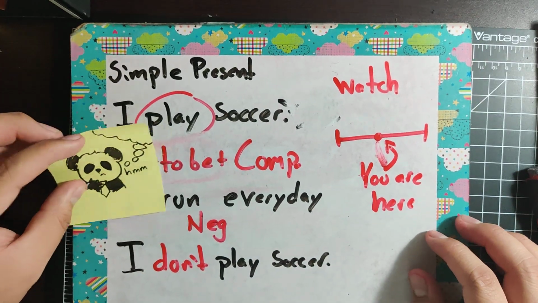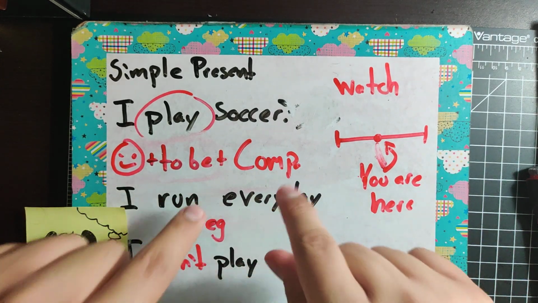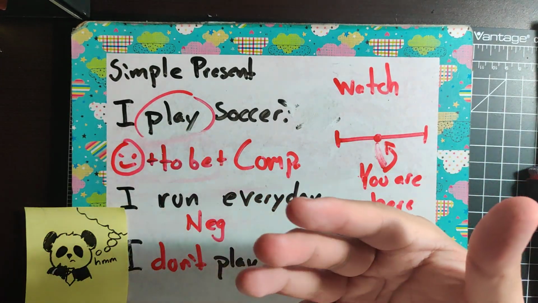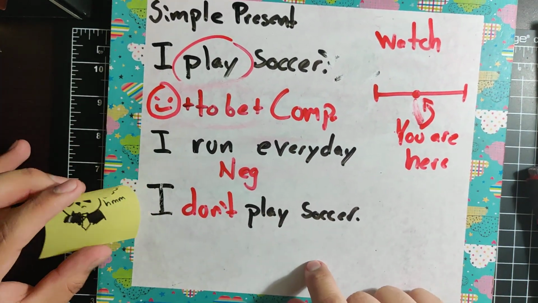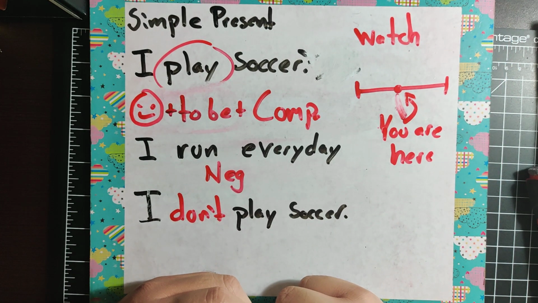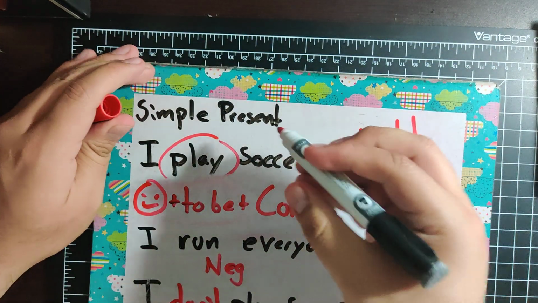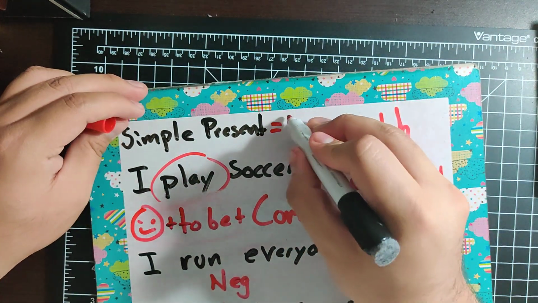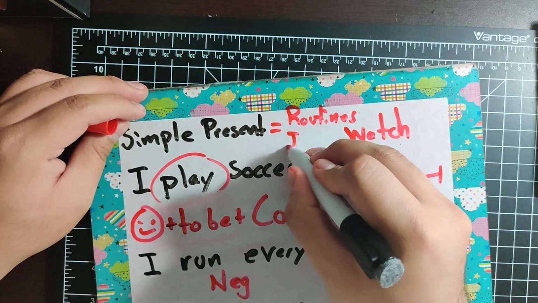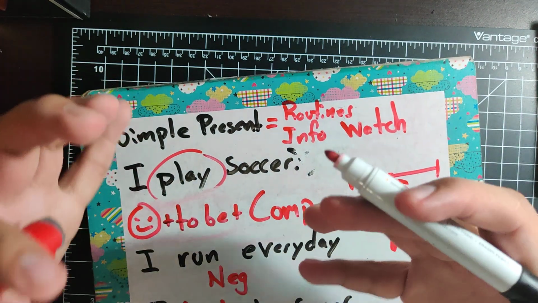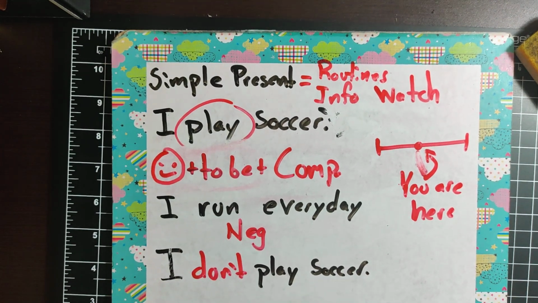That's what I'm saying. Si yo digo, I run every day, I'm not running right now. Ahorita no estoy corriendo. Pero cada día que hago, I run. In negative, I don't play soccer. I don't. Okay? That's information. You see? Simple present tends to be used for routines, rutinas, or information. That's why it's so important. Because we use it all the time.